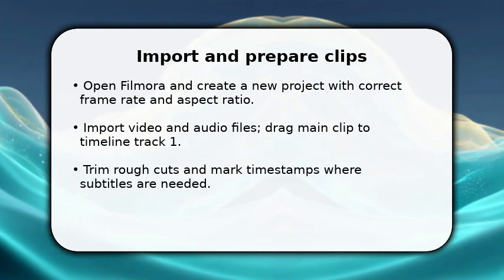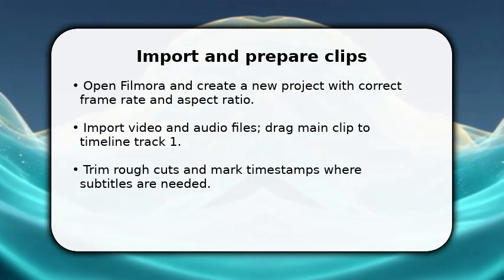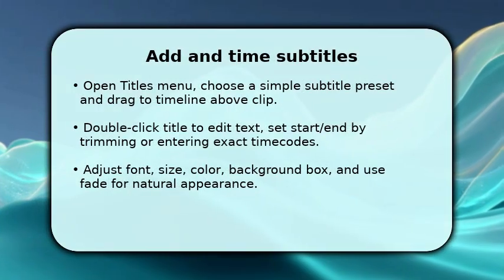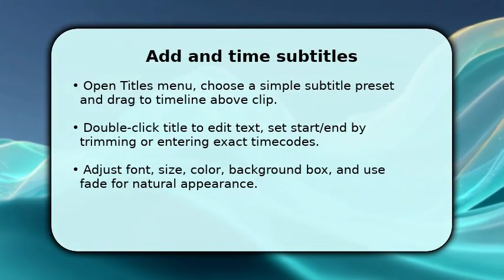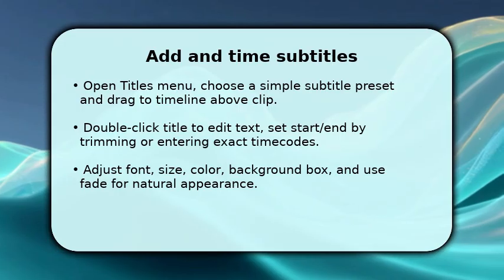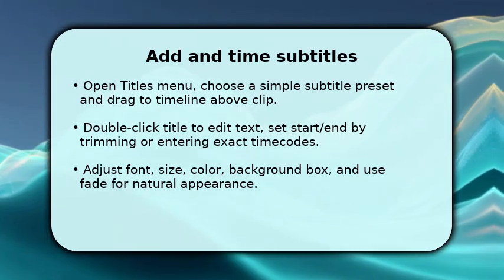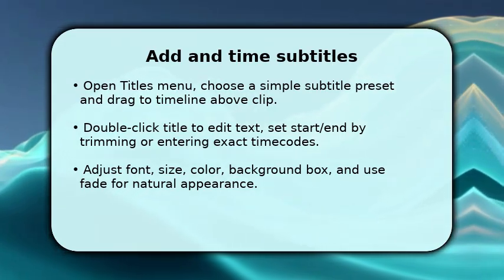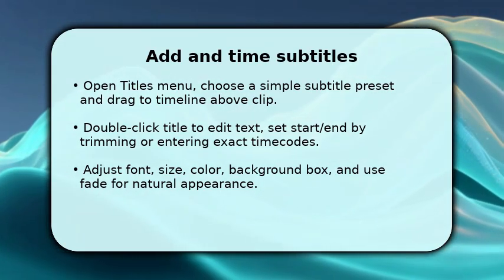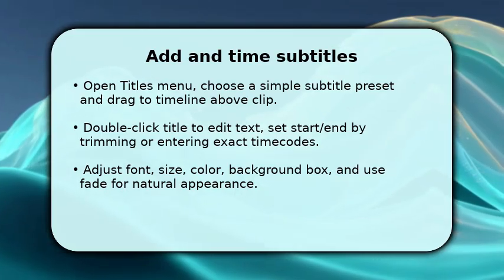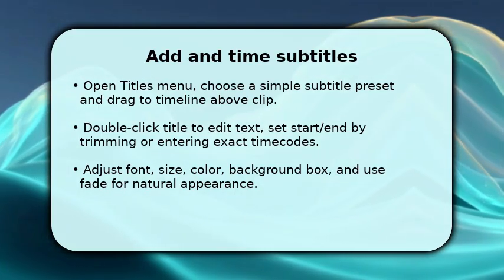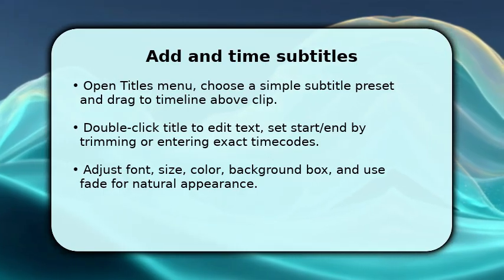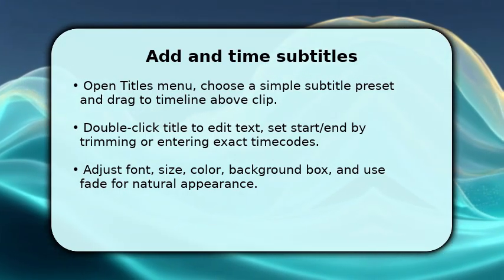You add subtitles by dragging a subtitle title preset above the clip and then double-clicking to edit. Type the first line and position its in and out points directly on the timeline or enter exact timecodes for frame-perfect timing. Once the text is placed, adjust font size, color, and background box so readability is high against the footage, and enable subtle fades for smoother transitions.